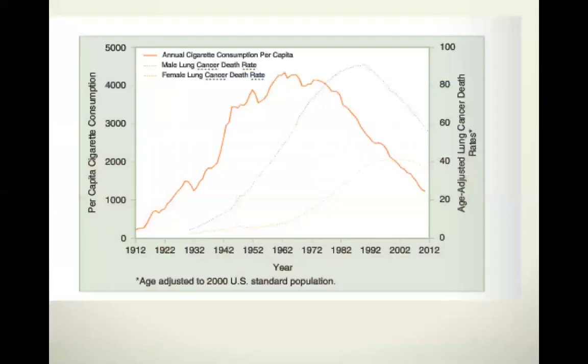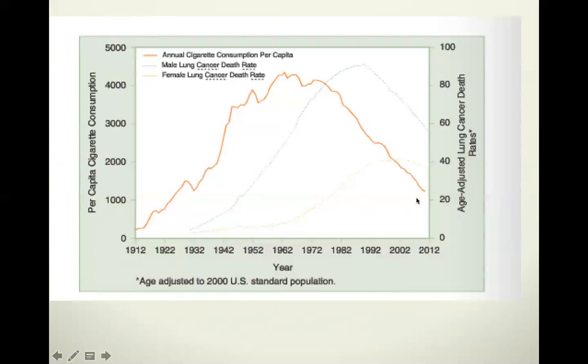So let's take a look at this chart here with lung cancer. And we can see that over time, first of all, this orange line is the annual cigarette consumption per capita. So you can see how it was really high in 1962. And then we see lung cancer death rates. And look at that, they start to increase as the cigarette consumption increases, and they start to decrease as our cigarette consumption decreases.